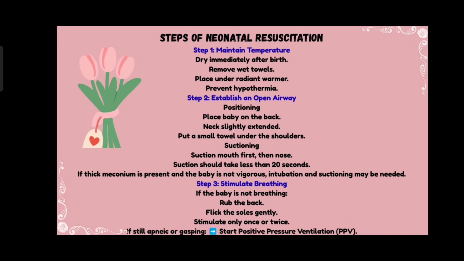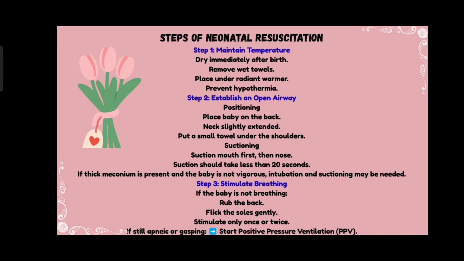For that, first we have to maintain the temperature, that is the T. For that we have to dry the baby immediately after birth. We have to remove all the wet towels, and if needed we have to place the baby under the radiant warmer. Thus we can prevent hypothermia and maintain the temperature level.